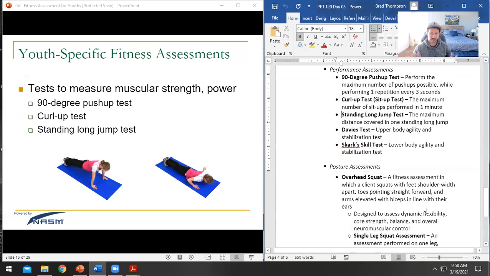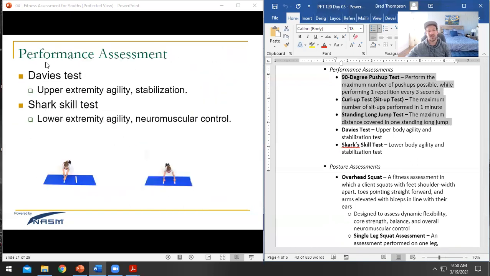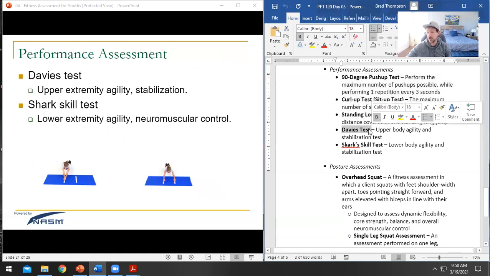All right. So then another category that we've got that is going to measure, this is where this gets a little interesting, youth style strength assessments. I put these under the performance category. Personally, I consider these performance assessments. In our normal NASM, performance assessments, right? We have what is called the Davies test with our adults and with youths, which is an upper body agility assessment.